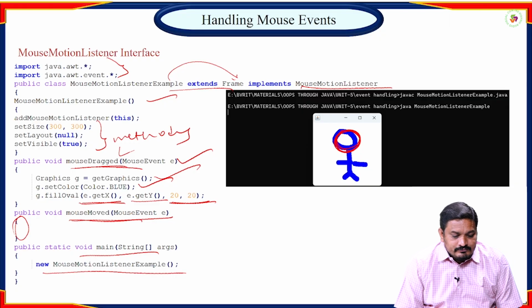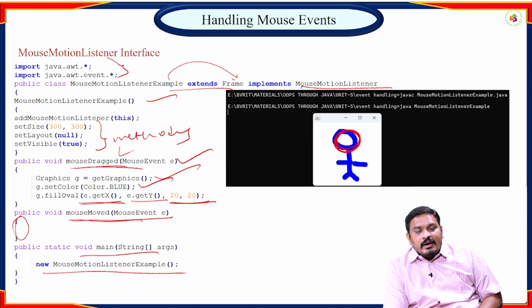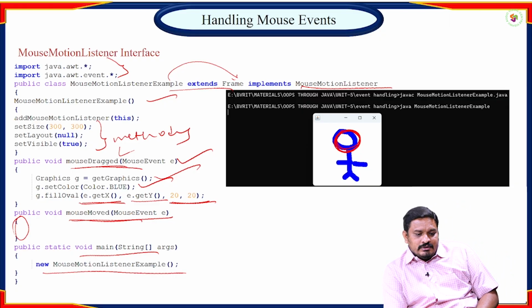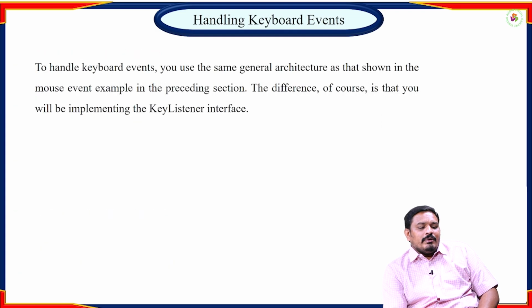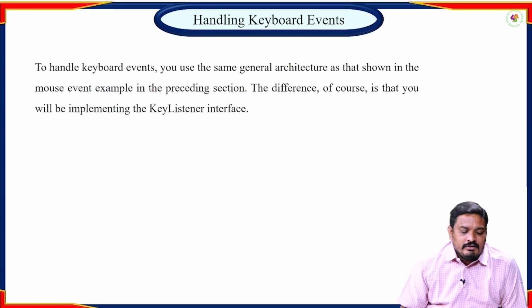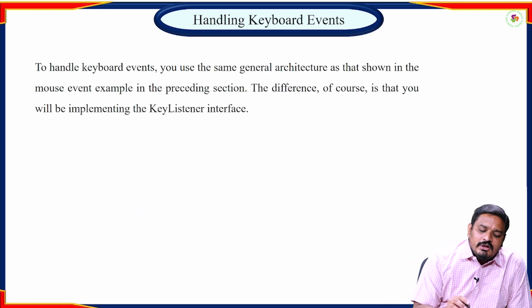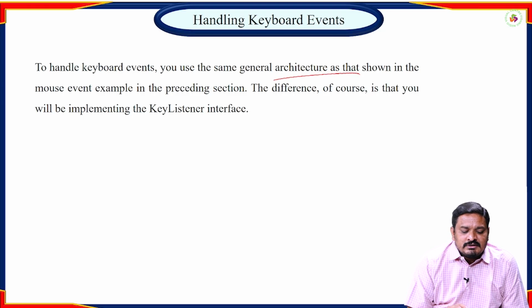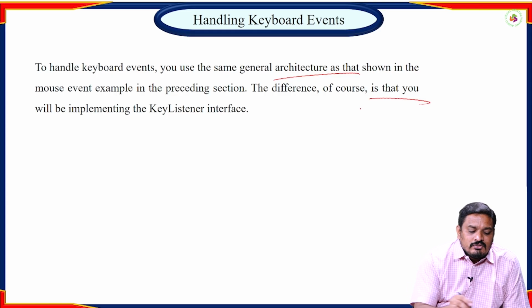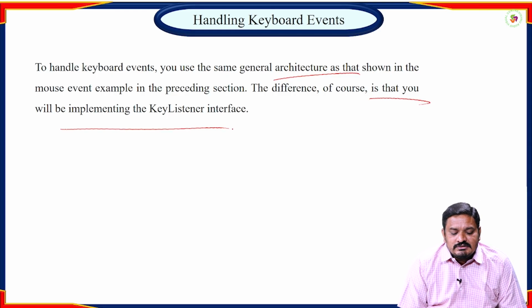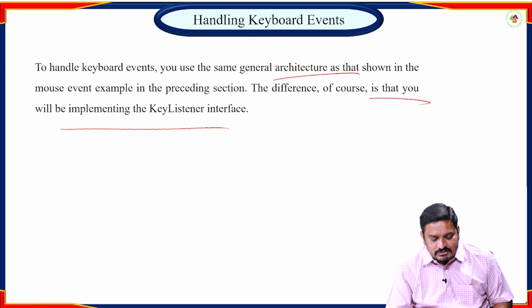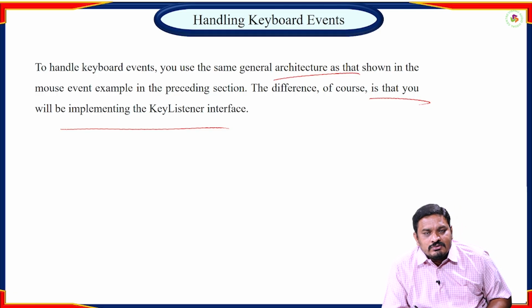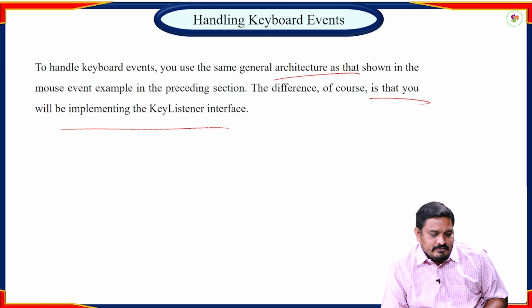Okay. That is the example of handling the mouse events. Well, coming to handling the keyboard events. To handle the keyboard events, the general architecture is the same as in the previous mouse event example. But the difference is that it is implemented by the KeyListener interface. Previously we used the MouseListener, now we are using the KeyListener interface.